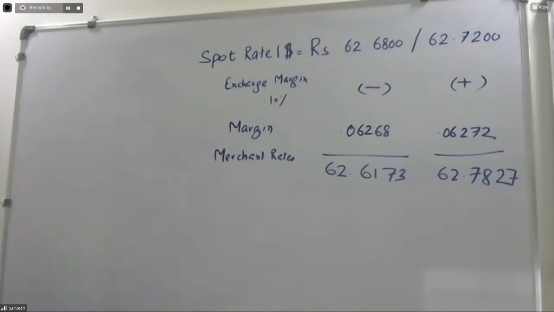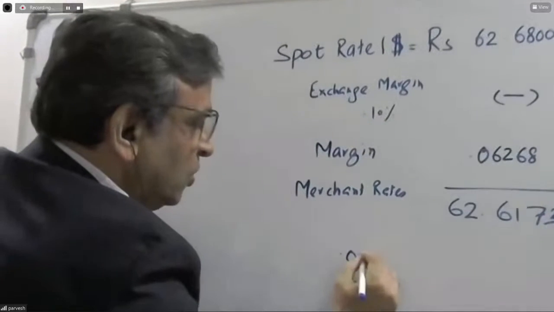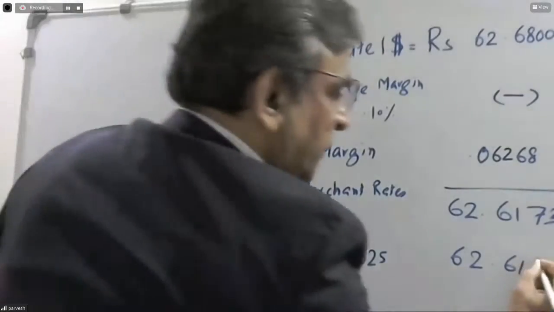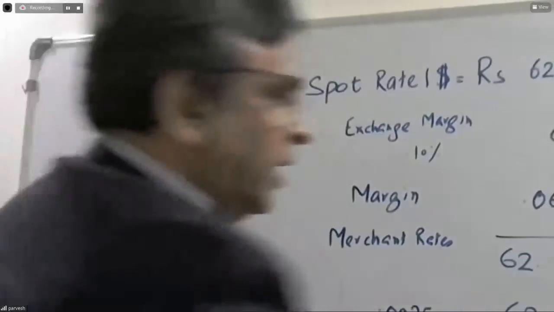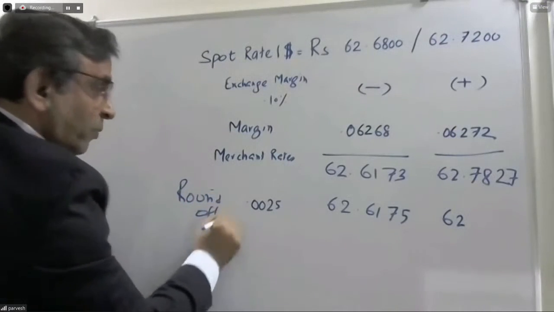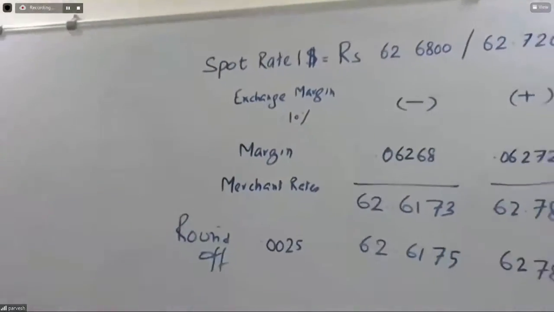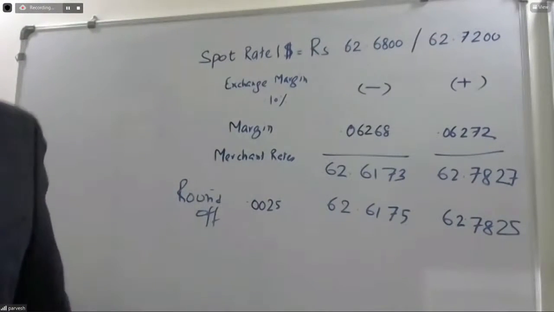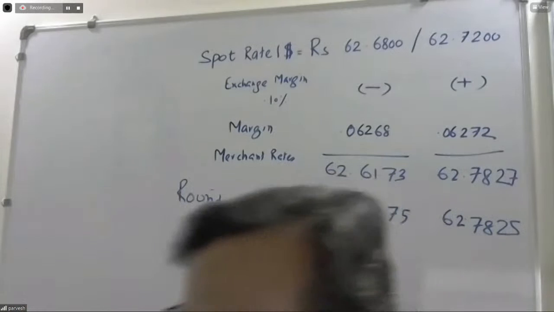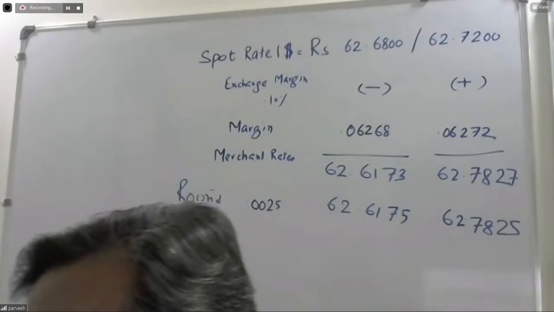Fine. So now I have to round it off. Rates rounded off to 4 decimal places, which will be 0.0025 multiples. Rounding off, so 62.6175. And here I'll get 62.7825. This is basically the rounding off. So this is what I get: 62.6175 and 62.7825. Wonderful. I think Ambika has got it, and others I believe have also got it.